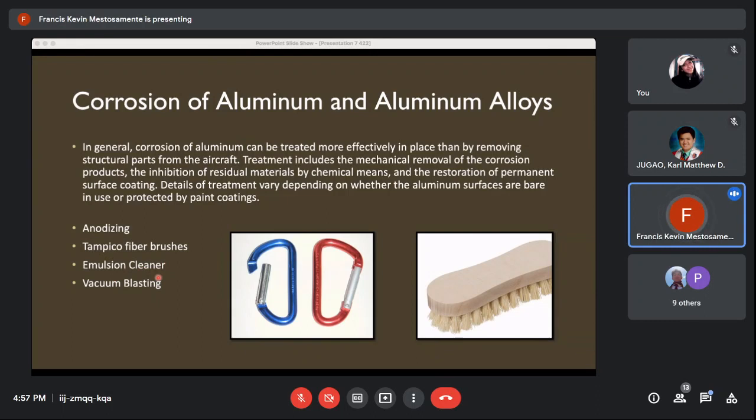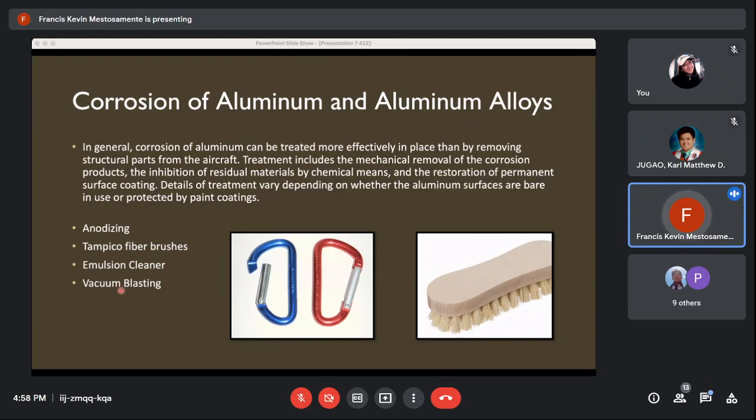Counterpart niyan sa ferrous is yung kanina, yung Loctite. So may mga version din tayo for aluminum and aluminum alloys, sort of cleaner to remove corrosion. Another example, yung anodizing, skip ko na muna. Process to, hindi to removal ng corrosion. This is to prevent corrosion. It's a process, we'll look into that later.